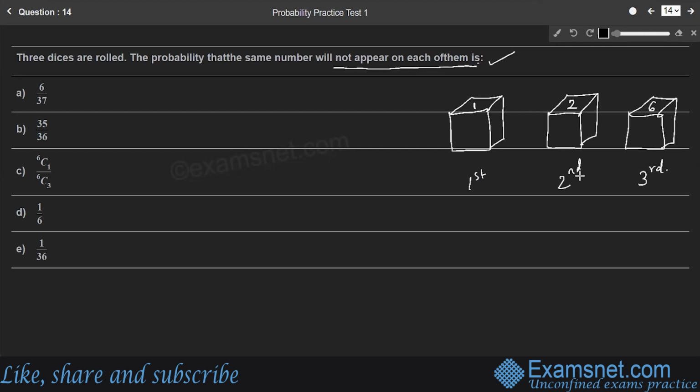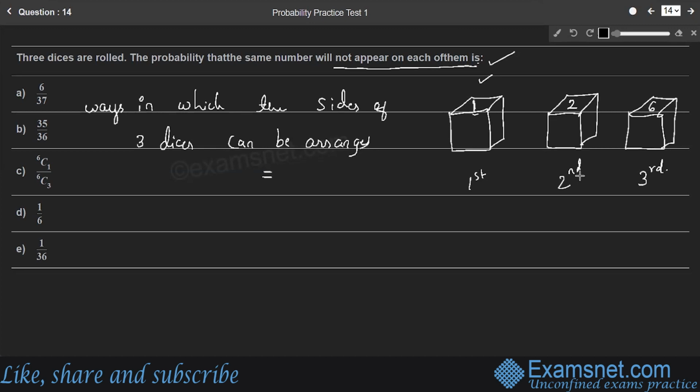So the probability that the same number will not appear on each of them is. Before going to the probability, we'll consider the number of ways in which the sides of 3 dices can be arranged, right? In how many ways the sides of 3 dices can be arranged? Here consider dice 1, right? In how many ways these sides can be arranged?